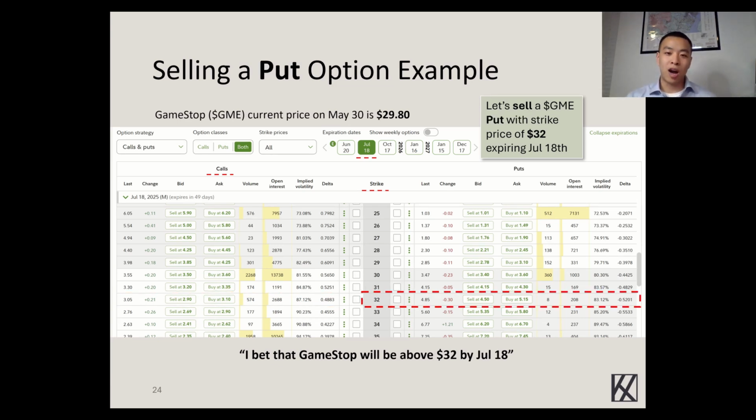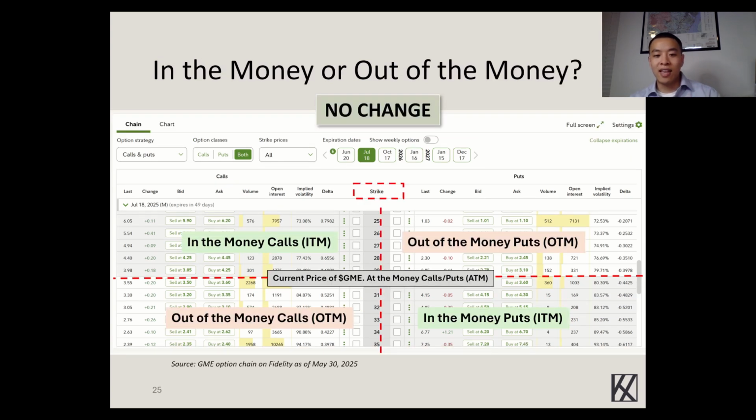So let's sell a put option. Example, same strike price, $32. You're pretty much saying, I bet that GameStop will be above $32 by July 18th. You're selling a put and you're betting that GameStop will be above $32. It's a bullish position. Now remember, GameStop's at $29.80. So you're betting that the price will increase to 32 or above. Okay. And looking back at the in the money, out of the money quadrant, nothing changes here. Calls, puts, buying or selling, in the money or out of the money still refers to the same quadrants between calls and puts.